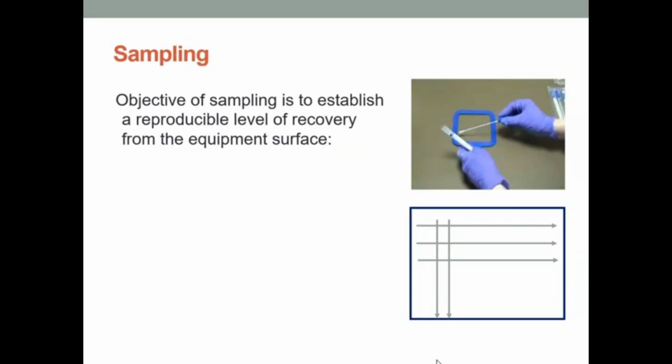Sampling. The objective of sampling is to establish a reproducible level of recovery from the equipment surface. So if there is a residue there, are we able to take it back off and can we quantify it? There are two methods to do this. We can do it by direct sampling, i.e. using a swab, like you can see in the diagram here.